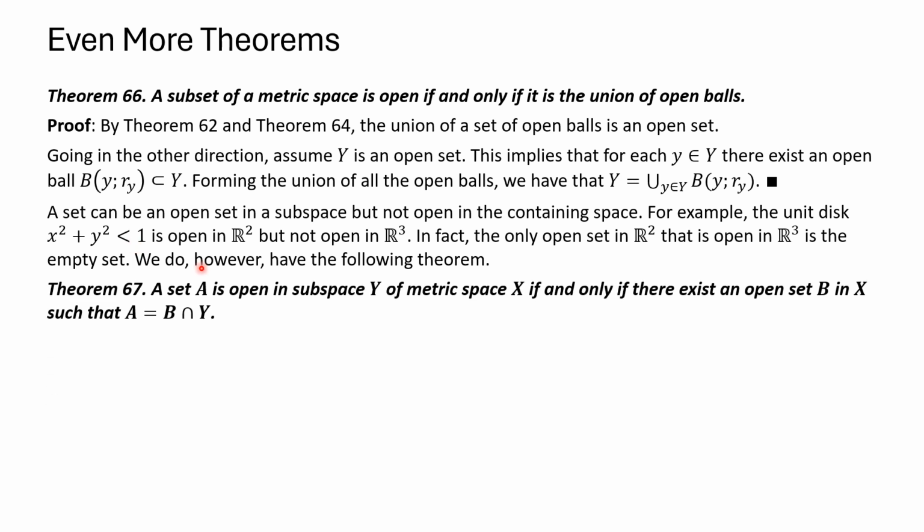We have this theorem, which is kind of as far as we can get in terms of relating open sets in subspaces to open sets in the containing space. It's a two-directional if and only if. The set A is open in a subspace Y of a metric space X if and only if there exists an open set B in X such that A equals the intersection of B with Y.